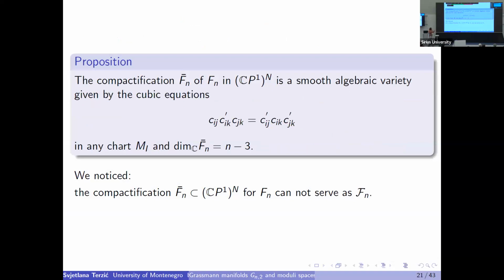First, we noted we needed a compactification of our space of parameters Fn of the main stratum. The first step is that Fn belongs to CP1 to the power n. The first compactification is Fn bar. It's a compactification of this space in CP1 to the n. It's just a smooth algebraic variety given by these cubic equations. And we noticed that this compactification cannot serve as Fn, since it does not satisfy the condition that it can serve to construct a global model for our orbit space.